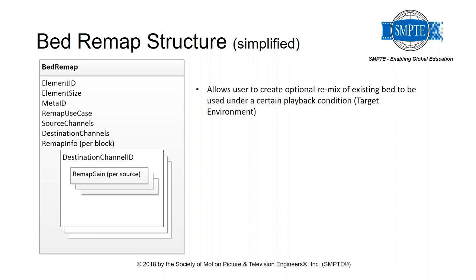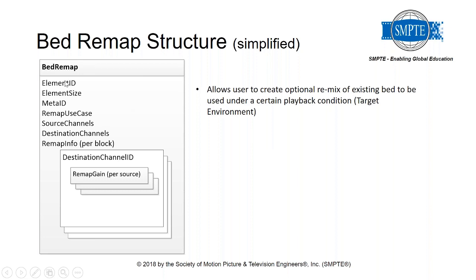So let's say you've got a bed and you're saying, well, this bed works great for my standard playback environment. What if it's playback in a different environment that doesn't have all these bed speakers? You can create a down mix or an up mix even that will take the initial bed and remix it.